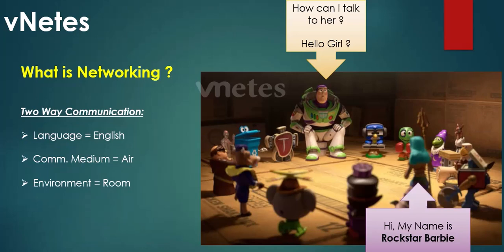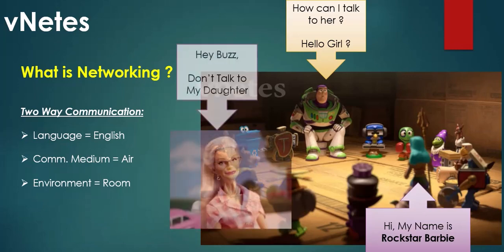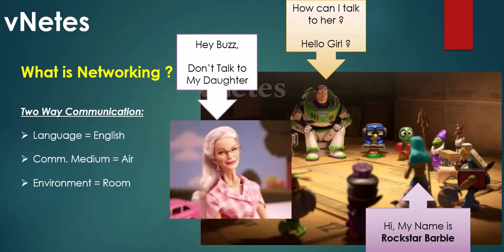For some reason, she wants to block the communication between them. So what she does, she directly goes to him and informs him, don't talk to my daughter. That's it. The communication is blocked. Okay. It is that simple in the real world. So now just remember all these scenarios, what is happening here, how the guy is talking to her and how the mother wants to block the communication. Okay, now let's talk about a real world example.